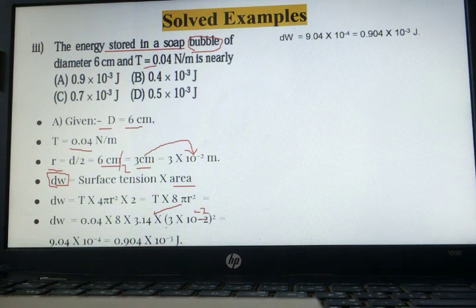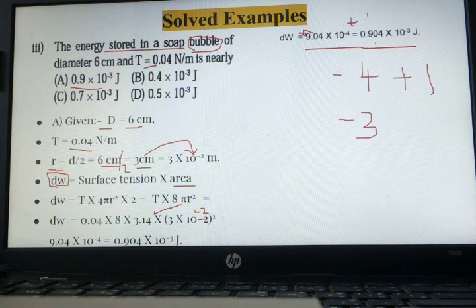So after solving the whole of this, we will get the answer, that is 9.04 into 10 raised to minus 4. In order to bring it in this manner, what can we do? The answer here is 0.9 into 10 raised to minus 3. So we will shift one decimal to this side. Whenever we shift one decimal, we have to add 1. So minus 4 plus 1 will give minus 3. Therefore 0.904 into 10 raised to minus 3 joule is the answer. So the correct option is A.